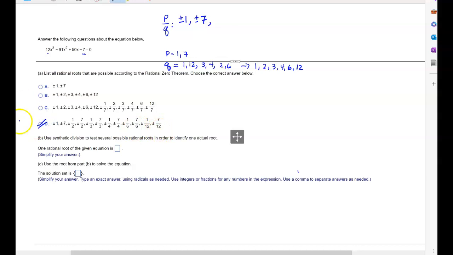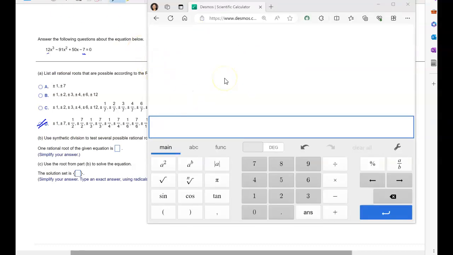Now, to answer letter B, as I've said, instead of using synthetic division to test this, I would say you just use your calculator. You just use the remainder theorem. Okay, so let's illustrate this using the calculator. So we're just using the remainder theorem. So now you will have 12 and then quantity.